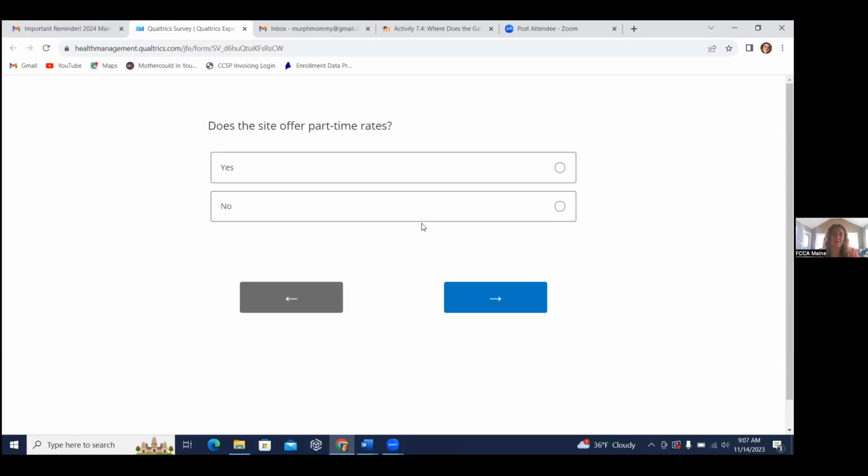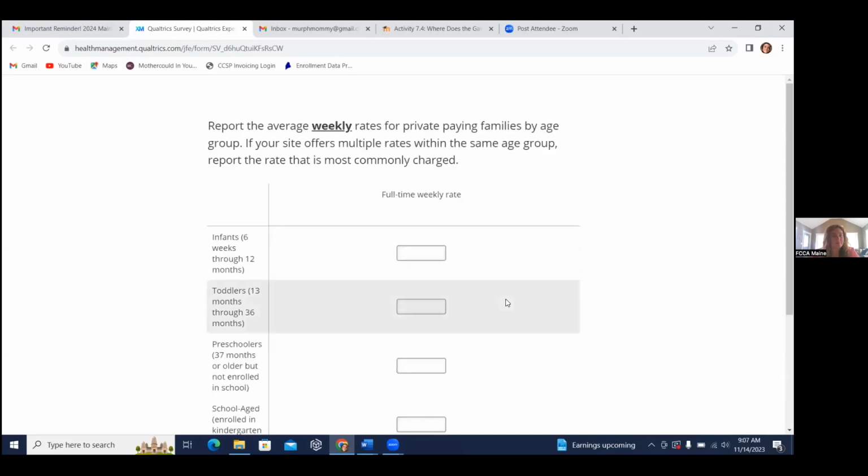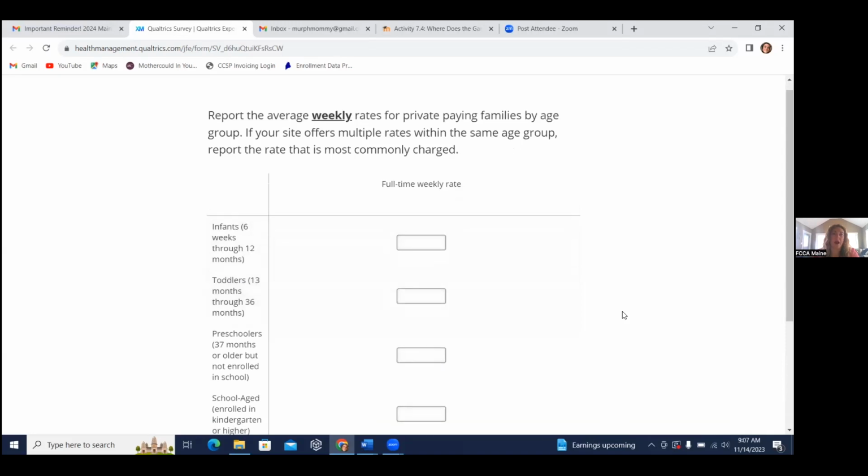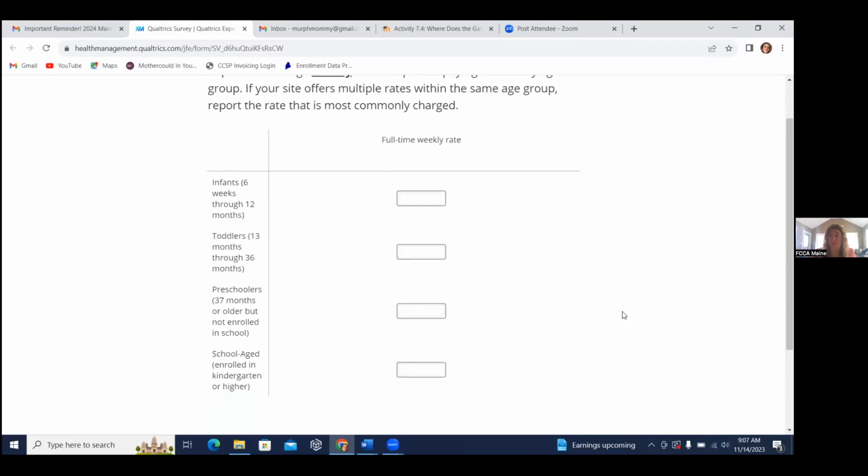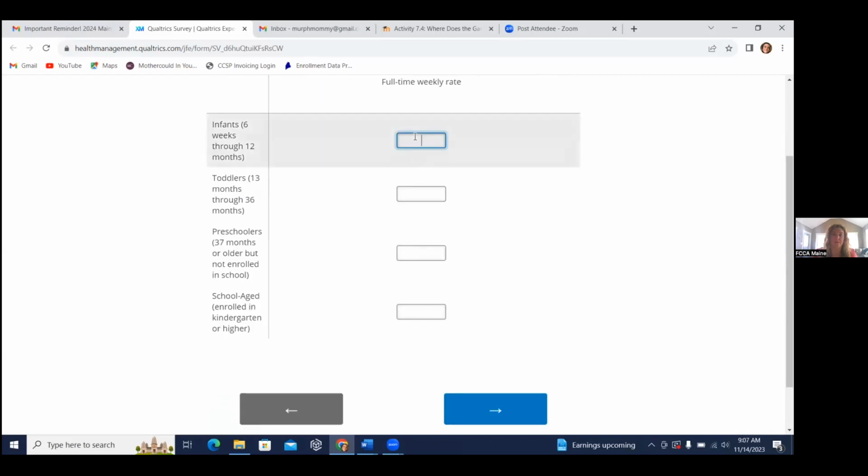Does this site offer part-time rates? So I would say no. I offer part-time slots, but the rate is not different than a full-time. It's the same rate no matter what. Okay, so I am going to do a different rate than I charge personally just for that information. So let's do.